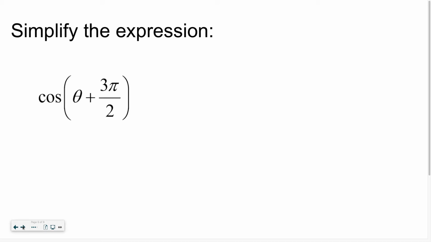Okay, now here's a new set of directions. It says instead of find the exact value, it just says simplify the expression. Because can we find the exact value if one of the angles is theta? No, then you can't. You don't know what to evaluate. So you're just going to run through the formula, make the substitutions, and then work out what you can and see what kind of simplified expression you have. Okay. So I would follow this cosine formula for the sum of two angles.